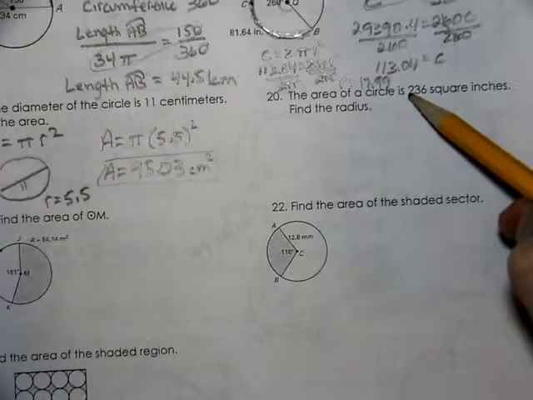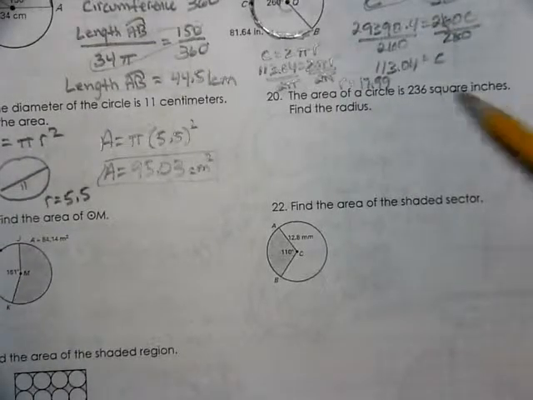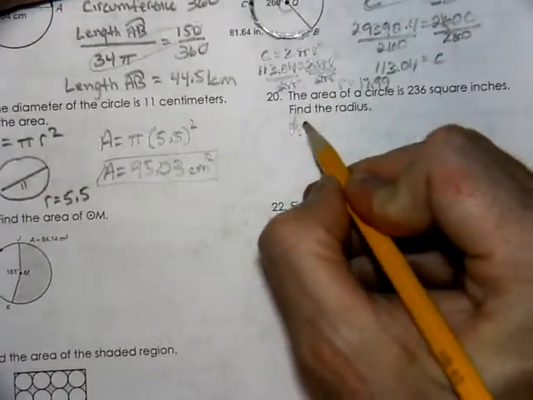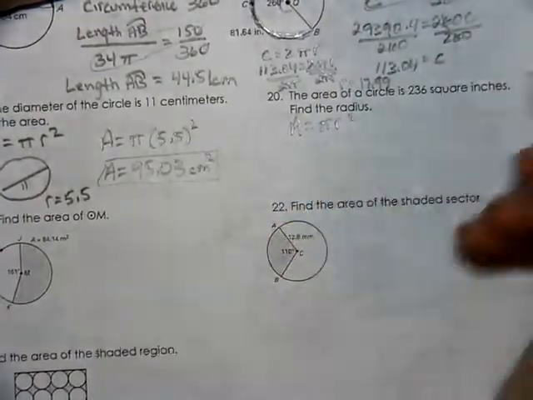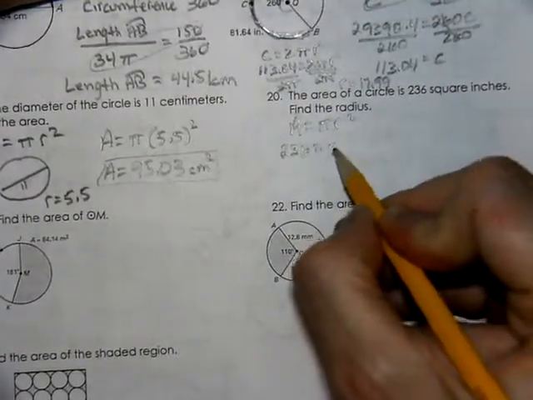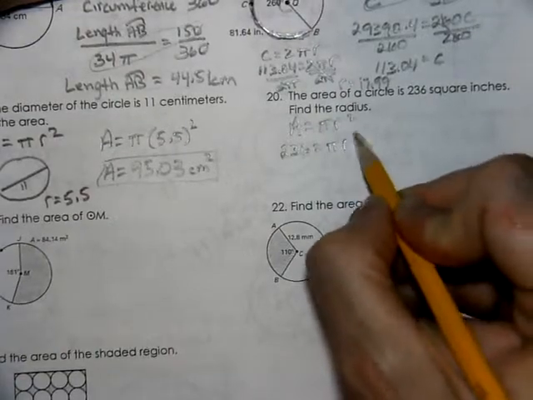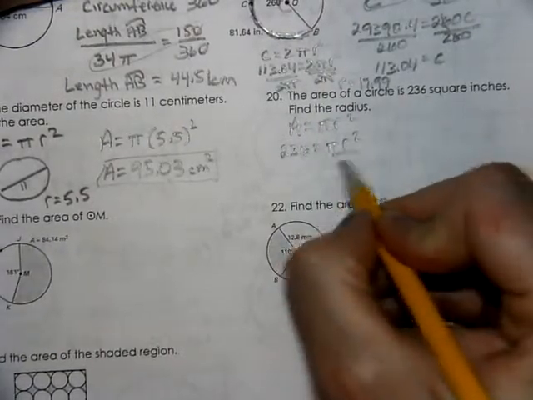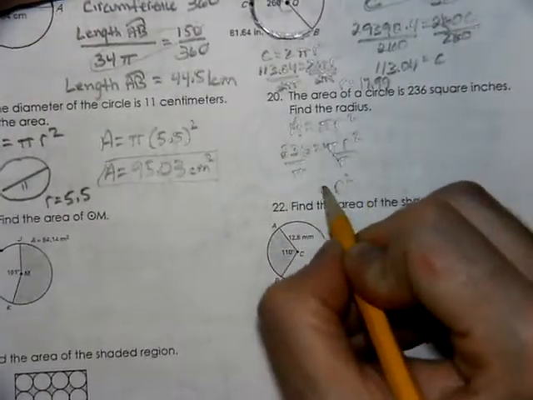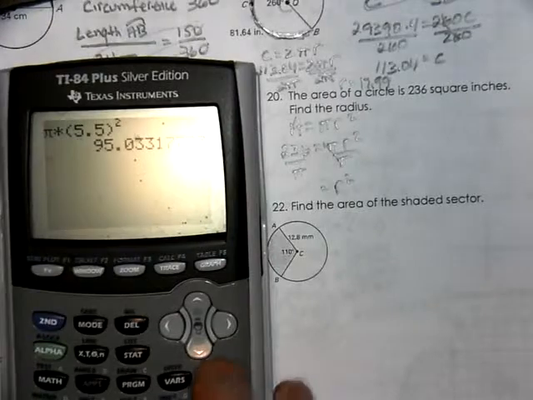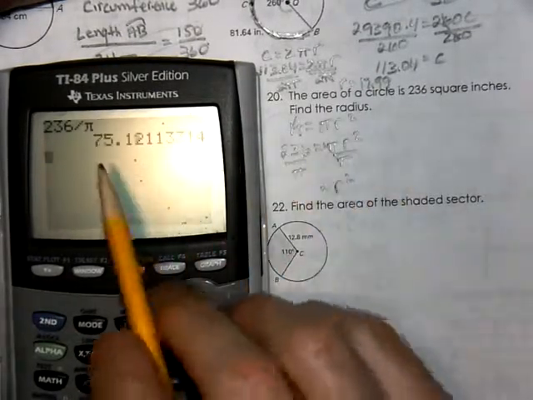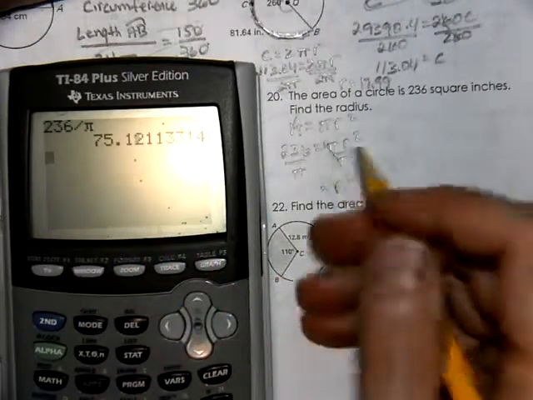The area of a circle is 236 square inches. What is the radius? Well, we know that the 236 is the area. What we want to know is what is the radius. So we're going to divide by pi. We know it's not quite an exact answer when we do that. 75.12.